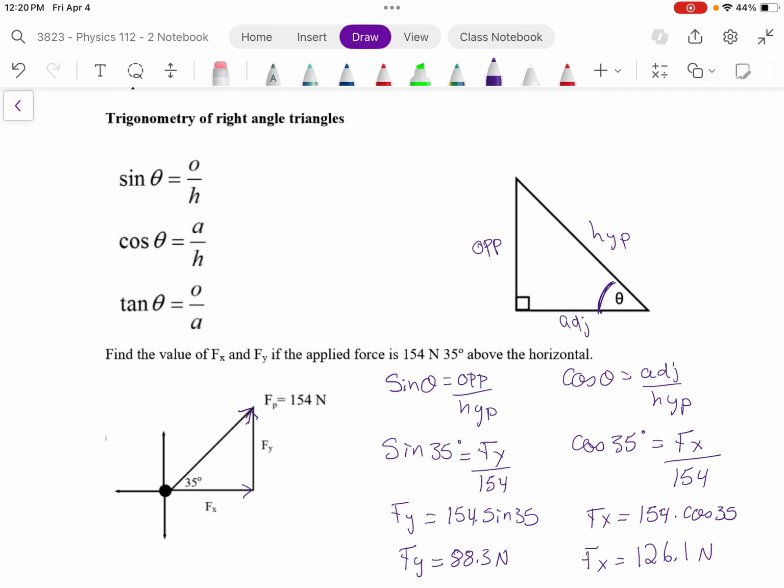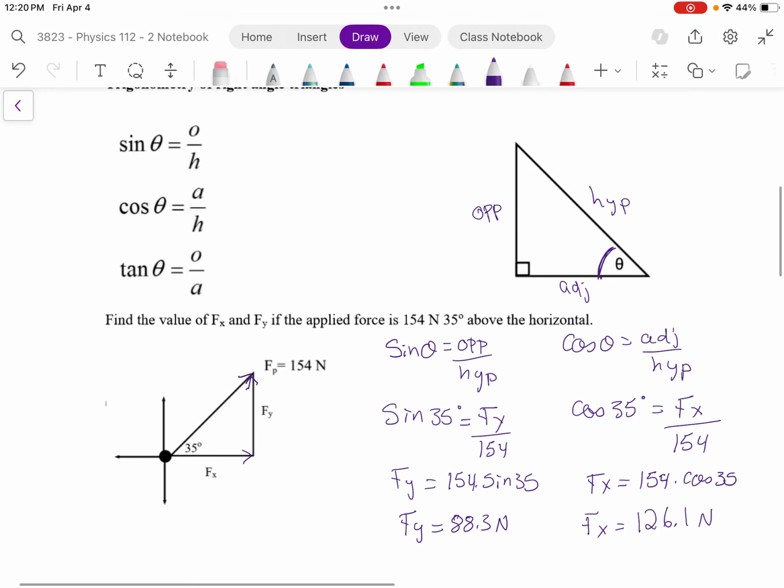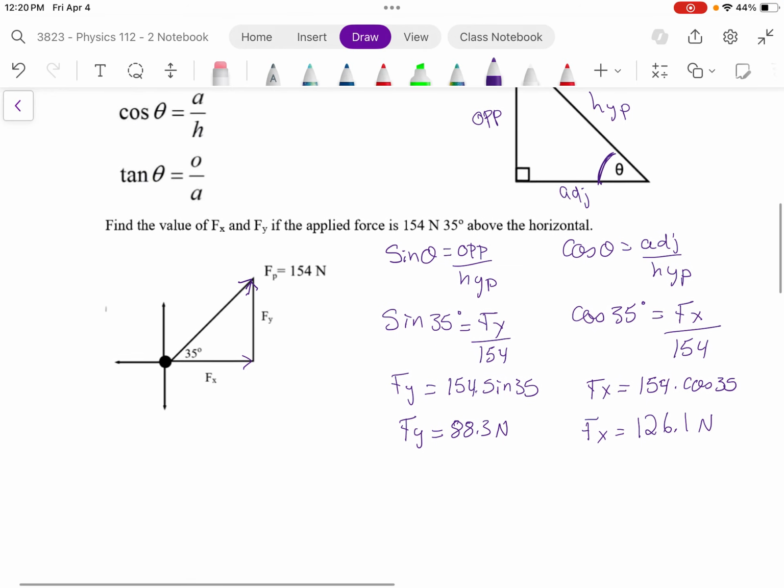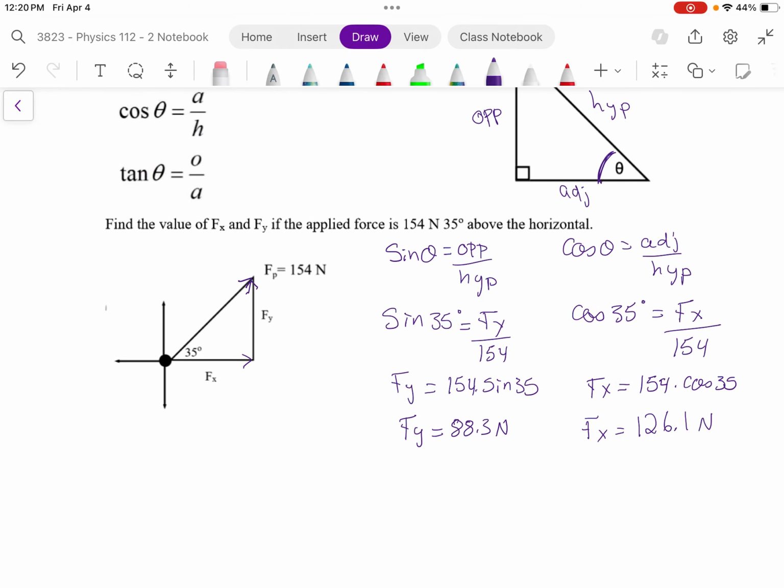Once we've broken our applied force into the components that make it up, the vertical and horizontal parts, we no longer use that applied force. You will not find the applied force anywhere in your analysis because it doesn't belong in the vertical category and it doesn't belong in the horizontal category. It is at an angle. That's why we've broken it into the vertical and horizontal components. The Fy and the Fx will be replacing the Fp.